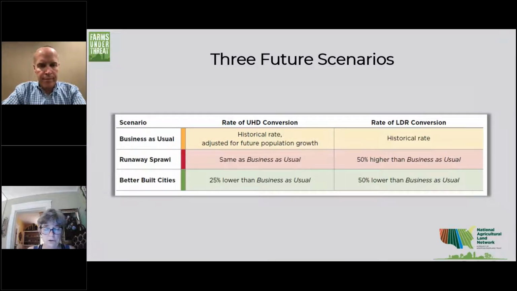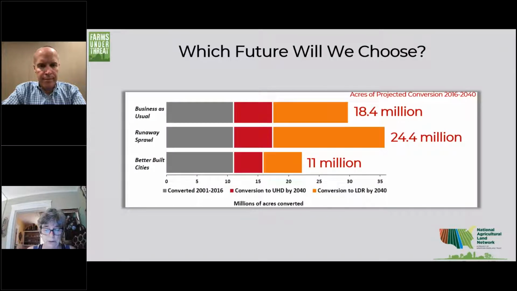This next chart shows each scenario's potential impact. On the left, you see the gray bars that show that between 2001 and 2016, we converted 11 million acres of agricultural land in this country in the first 16 years of this century alone. Under our projections, under business as usual or worse, runaway sprawl, we may see another 18.4 million to 24.4 million acres of farm and ranch land converted or threatened by conversion.